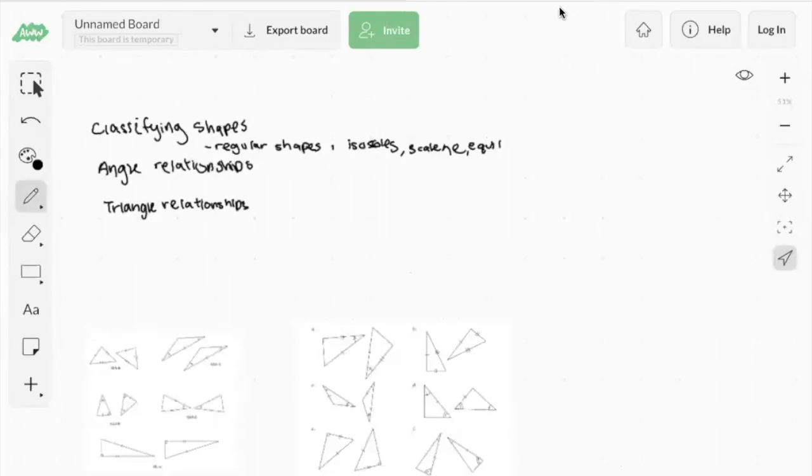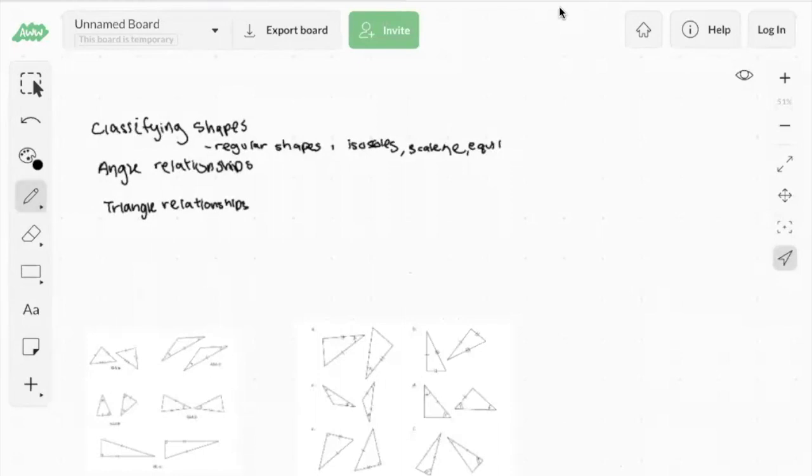Hi everyone, we're back with our IM2 book this time, and we are going to start off on chapter 1 and chapter 2, which is all about basic trigonometry and also angle relationships and then shape relationships.